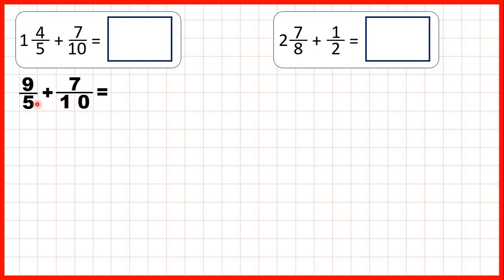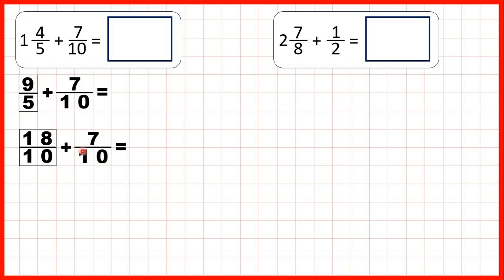But to add fractions, we need the denominators to be the same. So we need to find a fraction equivalent to 9/5, which has a denominator of 10. That's 18/10, because to find equivalent fractions, we use multiplication. 5 times 2 is 10, and what we do to the denominator, we do to the numerator as well, and 9 times 2 is 18.